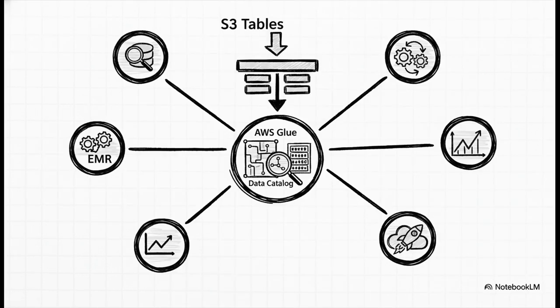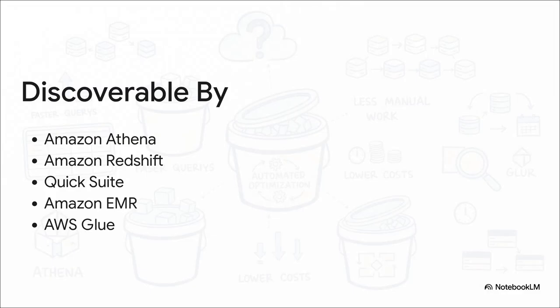Now, having a perfectly optimized table is great, but it's kind of useless if you can't actually query it easily. And this is another place where S3 tables just shines. It wasn't built in a silo. It's designed to be the heart of your analytics setup. So because it ties in so tightly with the AWS Glue data catalog, all your S3 tables just pop up, ready to use in all these different services. Whether you're using Athena for quick queries, Redshift for warehousing, or EMR for heavy-duty processing, the data is just there, ready to go. No complex connectors, no moving data around.